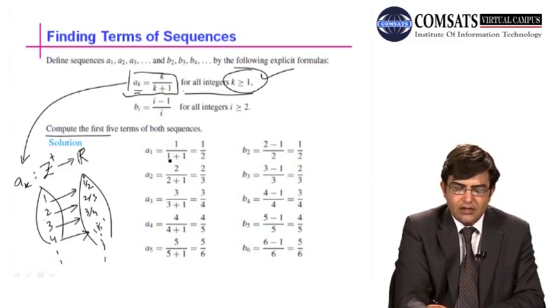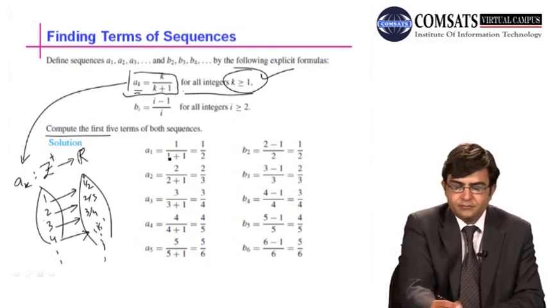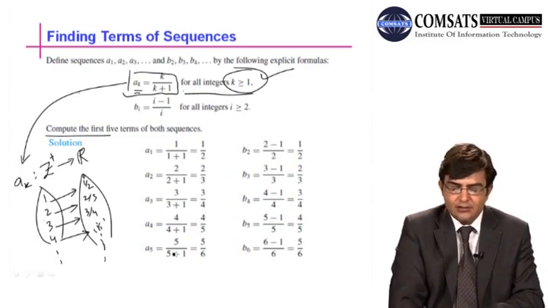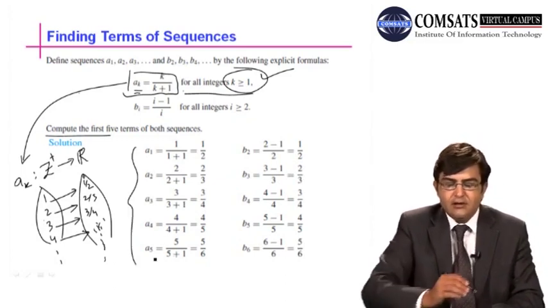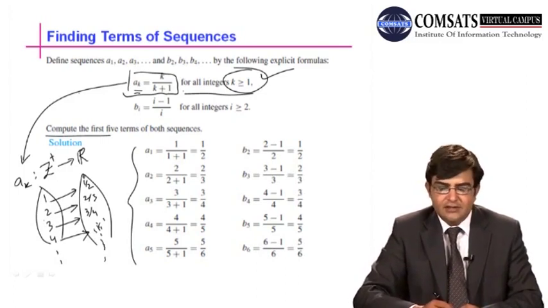Here k is equal to 1, here 1 plus 1, this is 1 by 2. If we put 2 here, we get 2 by 2 plus 1, which is 2 by 3, and 3 by 3 plus 1, 3 by 4 and so on. We can obtain all the terms of this sequence.